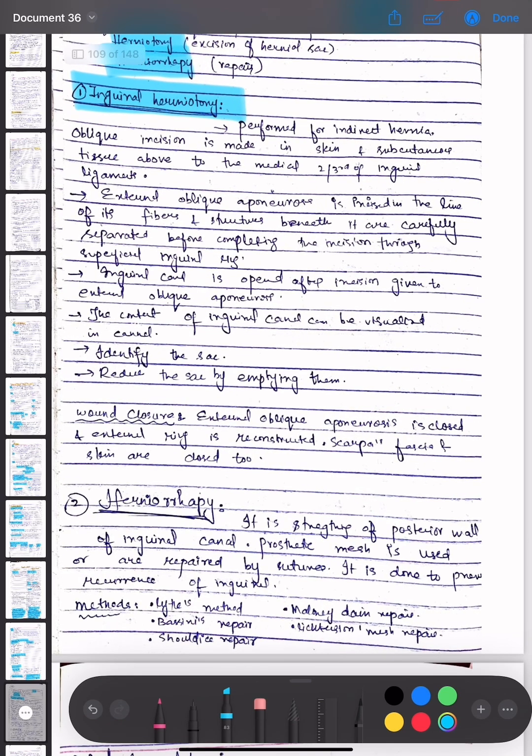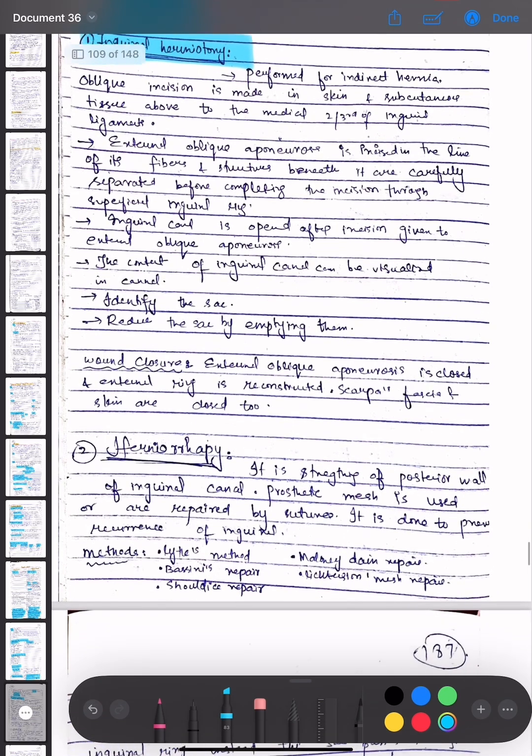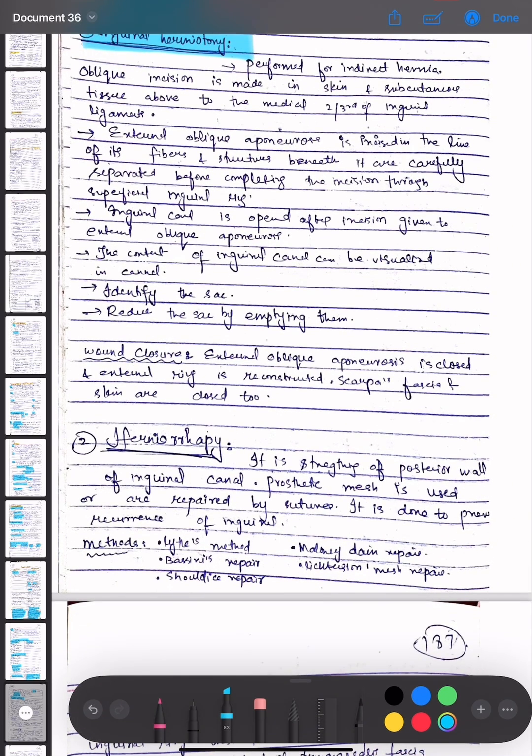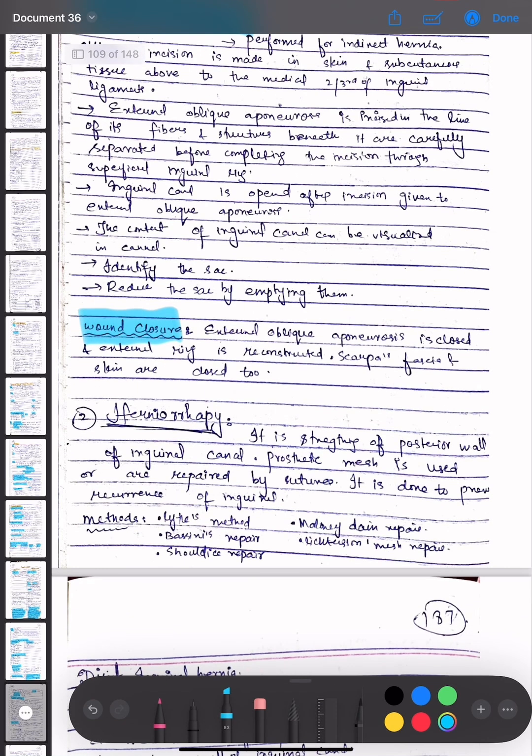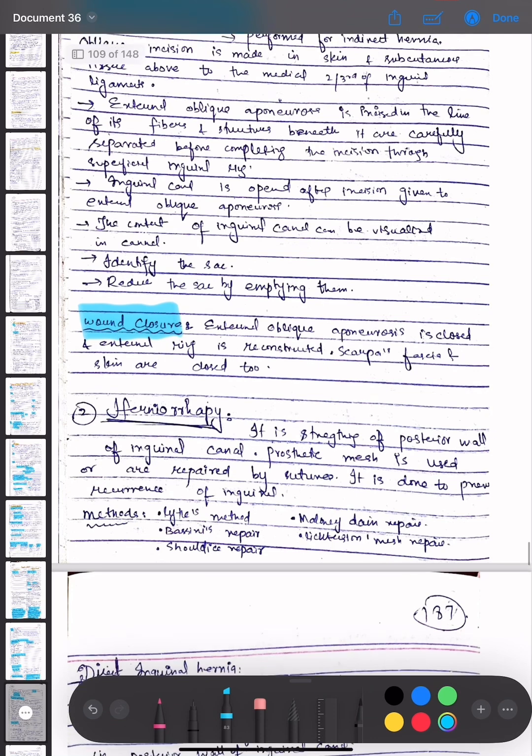Inguinal canal is opened after incision given to extend the external oblique aponeurosis. The contents of the inguinal canal can be visualized in the canal, and then identify the sac and reduce the sac by emptying them. The wound closure is then done. External oblique aponeurosis is closed and the external ring is reconstructed. Scarpa's fascia and skin are closed too.